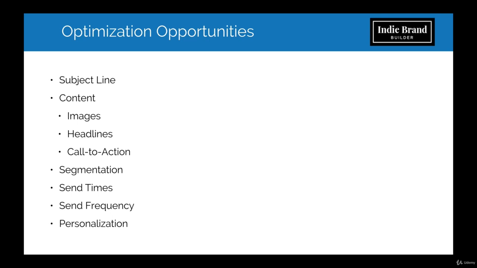You may want to play with send time. So sending something first thing in the morning versus sending something in the evening may increase or decrease both open rates and click-through rates. You may want to experiment with send frequency.